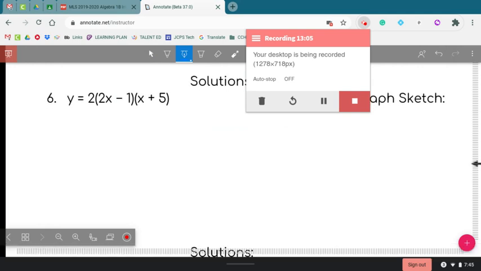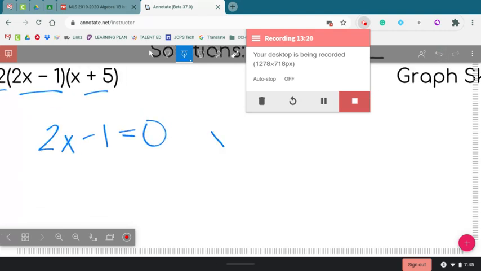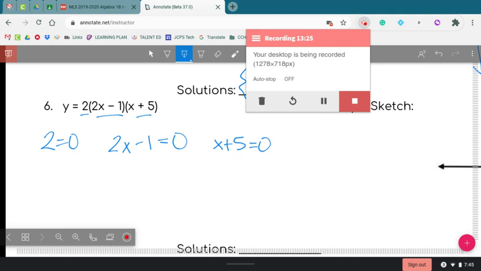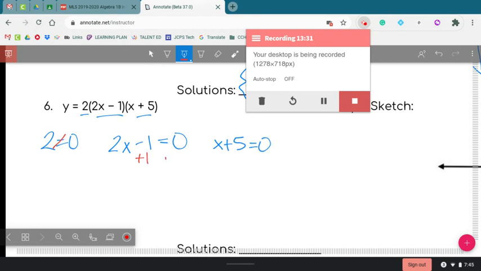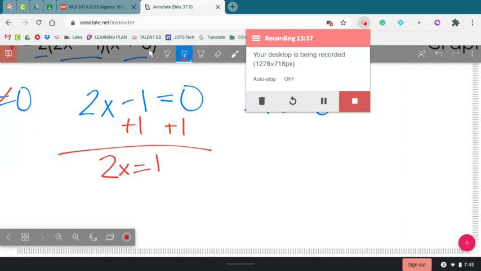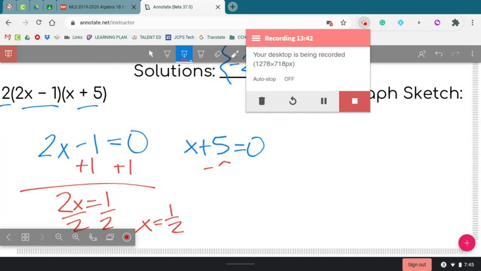Okay, next you're going to have 2 equals 0, 2x minus 1 equals 0, and x plus 5 equals 0. Okay, so 2 does not equal 0, so I'm not going to have a solution there. You're going to add 1. 2x equals 1 and divide by 2. So x is going to equal 1/2, so that's one of your solutions. And minus 5, and x equals negative 5 is another solution.